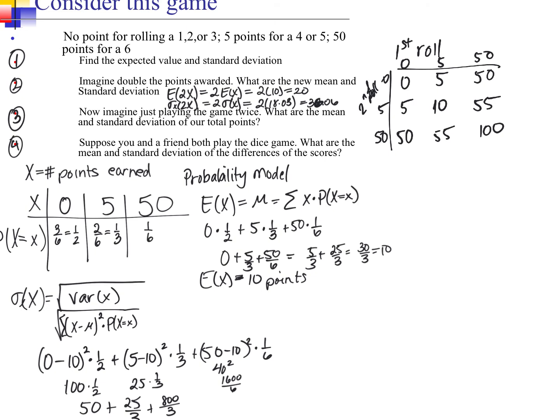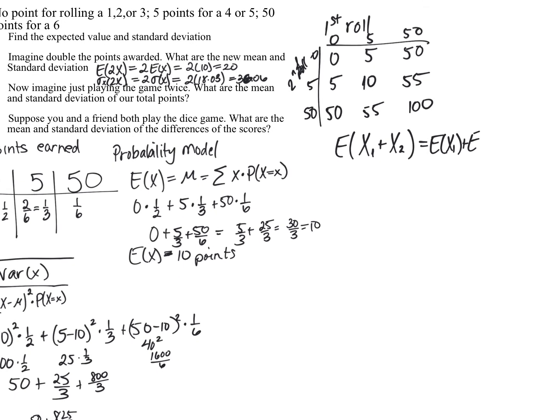So I could create a probability model for this, but I don't really need to, because the idea that I'm playing the game twice, we said the expected value, if I am doing x1 and then x2, that's playing the game one time and then playing it again, is the expected value of the first play plus the expected value of the second play. I can add together my means and expected values, and that also gives us 20.